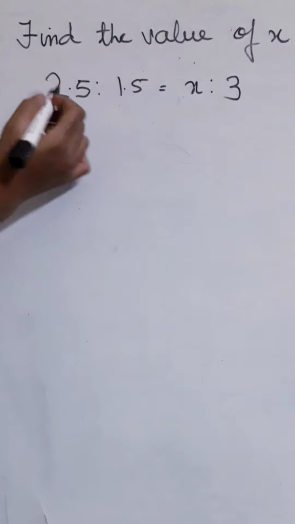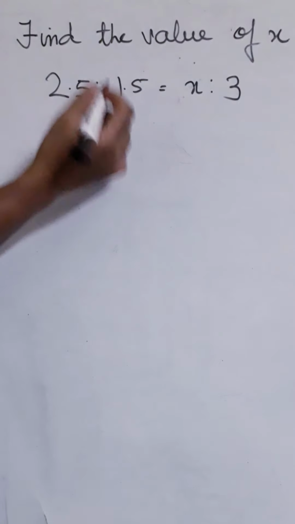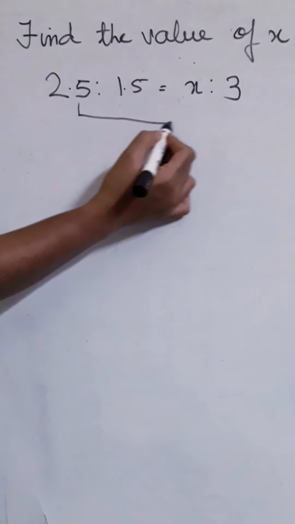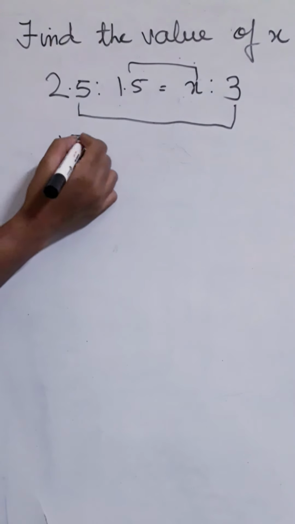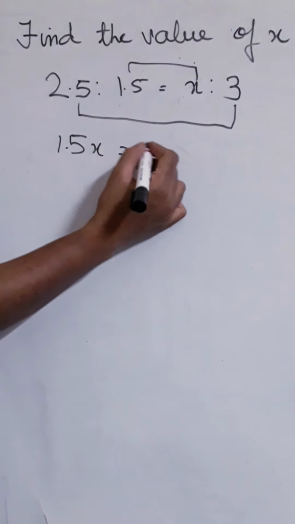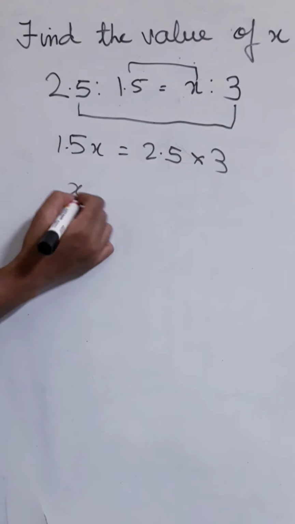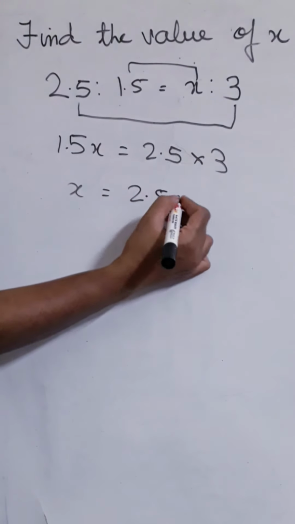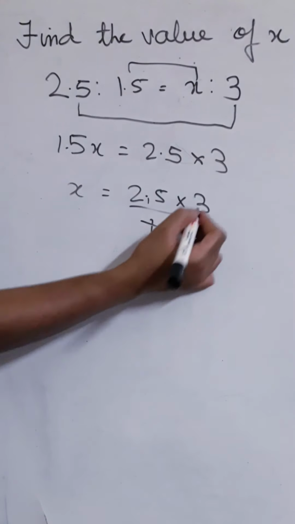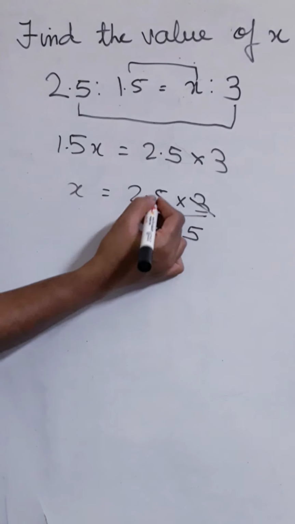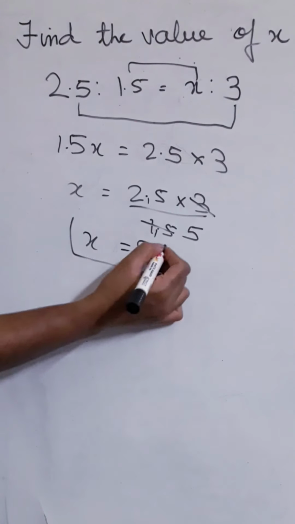Find the value of x if 2.5 is to 1.5 is equal to x is to 3. Now we will use the same thing, that multiplication of extremes equals to multiplication of means. So 1.5x is equal to 2.5 into 3. Now this 1.5 can be divided here. So x equals to 2.5 multiplied with 3 upon 1.5. This point cancels out. Now I am cancelling out this, so I will get 5 and 5 cancelled out with 25. You will get x equals to 5. Okay, so this is our answer.